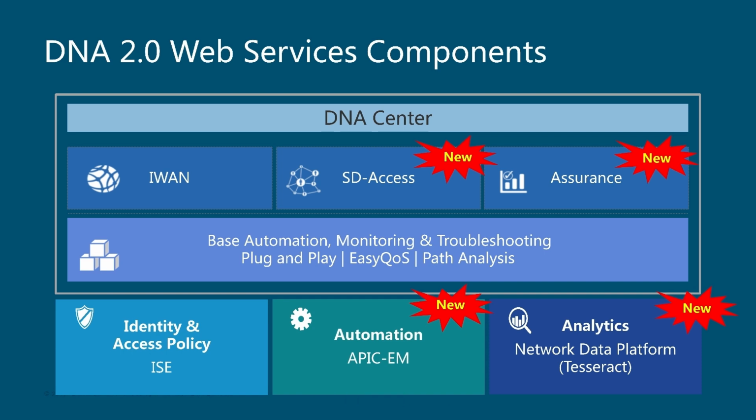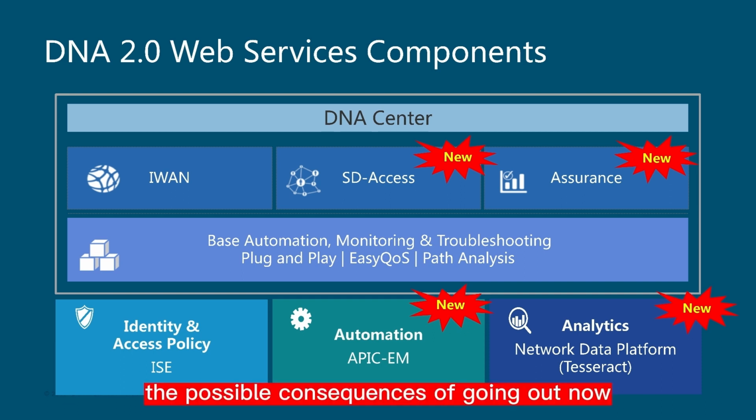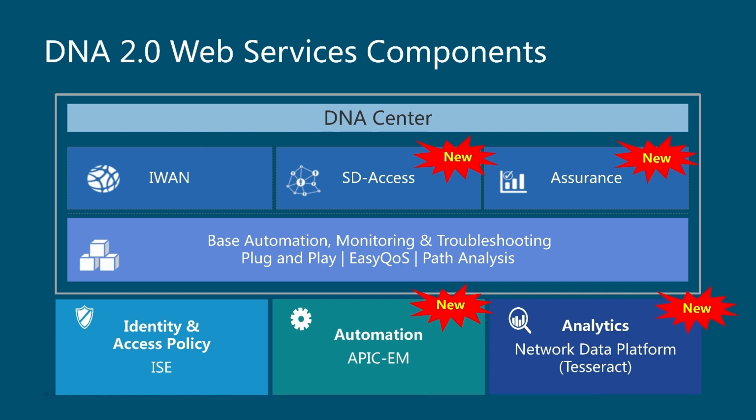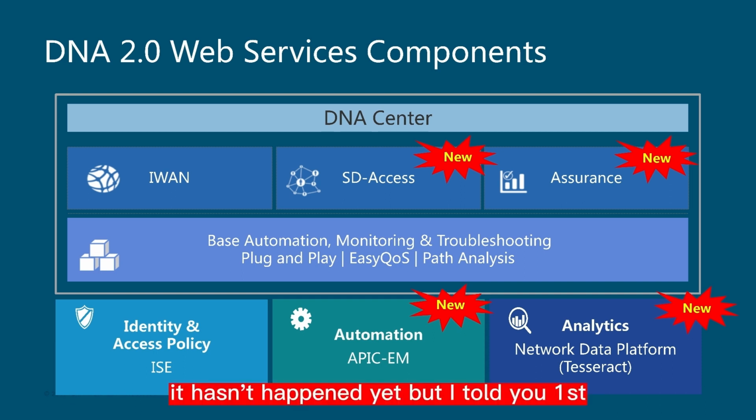For example, how hot is the fan now? How much has the CPU reached? How much memory? The possible consequences of going out now. That's what I mean. It hasn't happened yet, but I told you first. This is what a powerful database can do now.